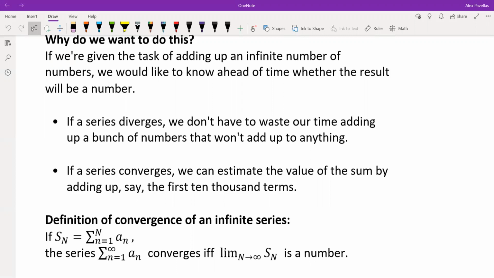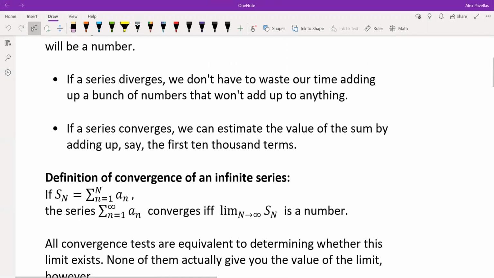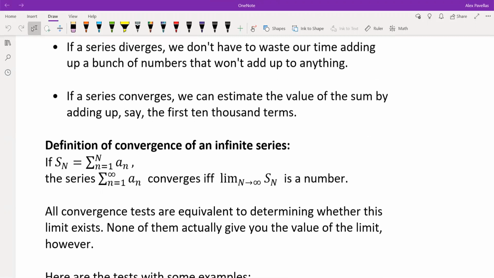So if you recall, the definition of convergence of an infinite series is if you take the nth partial sum and let n approach infinity, if you get a number, the series converges. If you don't get a number, then the series diverges. So that's the IFF there, the if and only if. And so all of the convergence tests that we go over are equivalent to this definition. When you're using them, you're not directly looking at this definition, but if you see proofs of these things in the lecture, then they all boil down to determining whether this limit exists.